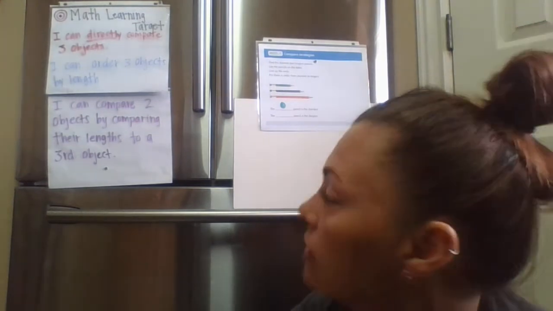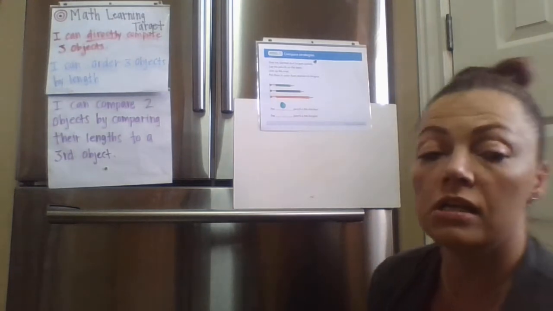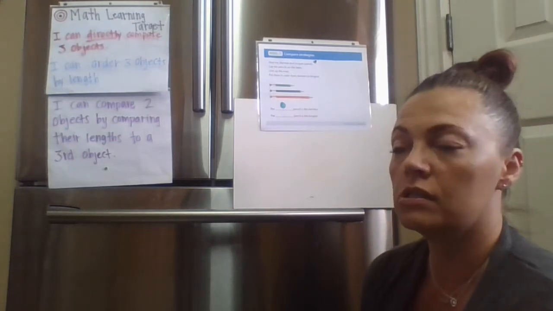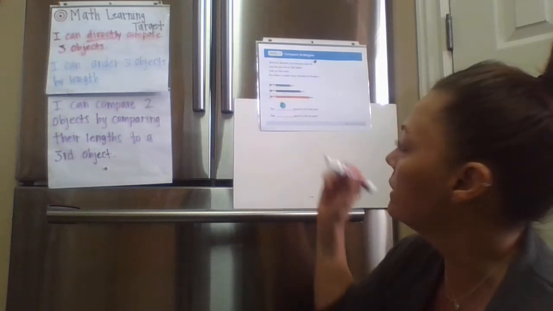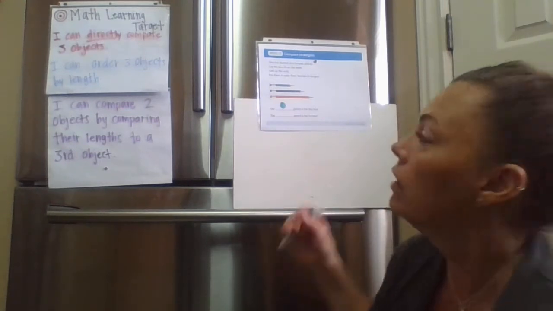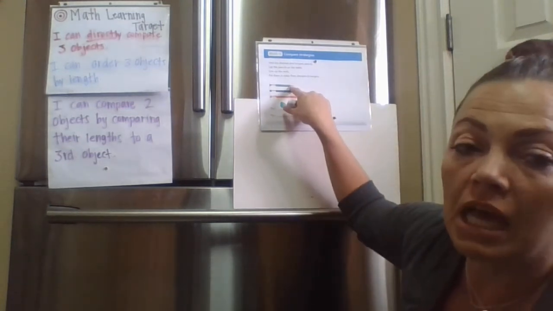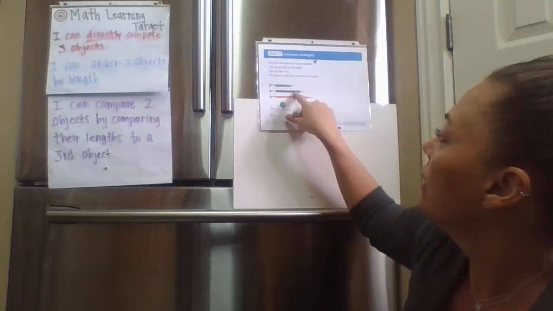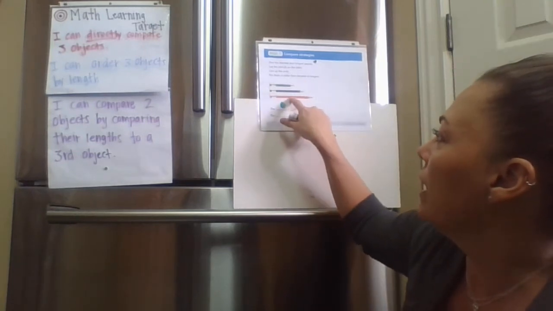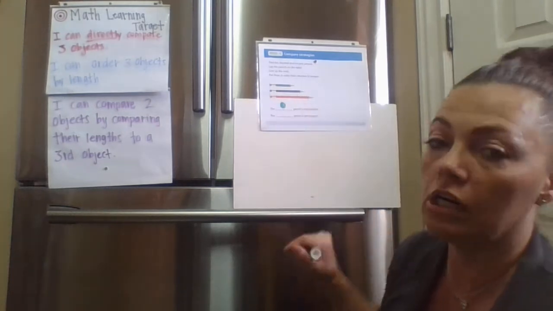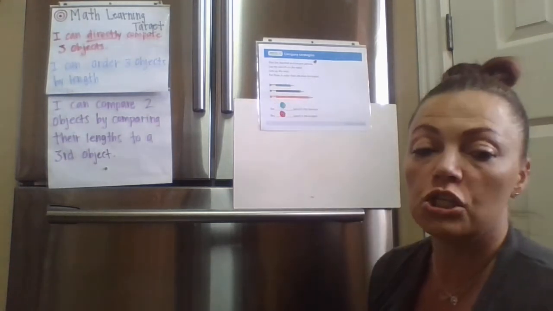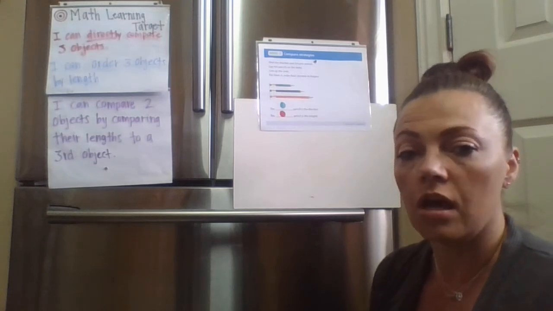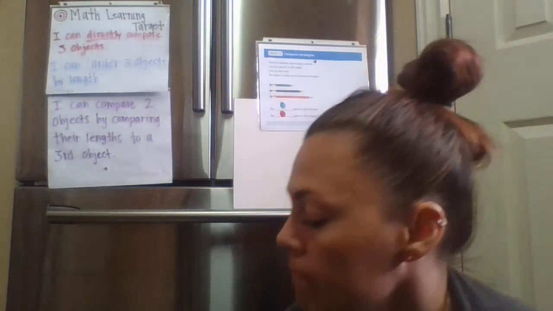And then it says the blank pencil is the longest. So longest means most long. So they want to know which one of these pencils is the most long. Well, we know it's not the green one because that's the shortest. Then the blue one's in the middle, and this one is longer than the blue one. So the red pencil is the longest pencil, okay?